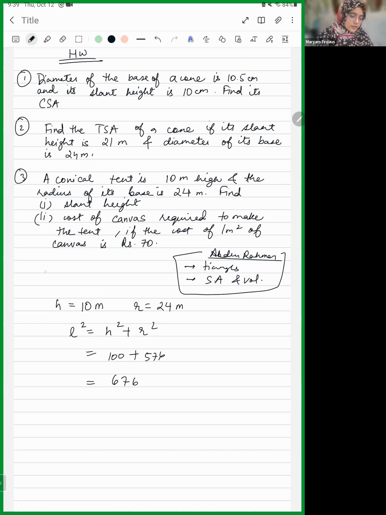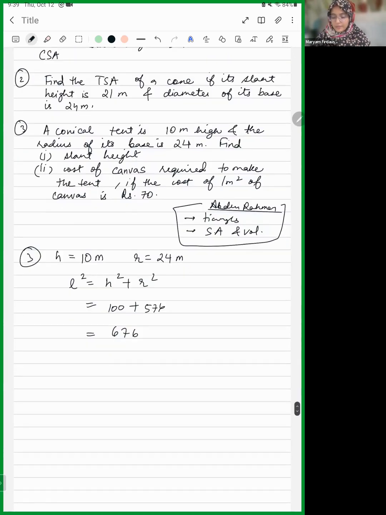Okay, we are doing the third question. 676. So that means L squared is 676. So L becomes how much? Root of 676, 26. Very good. 26 what? Meters. Always mention the meter.